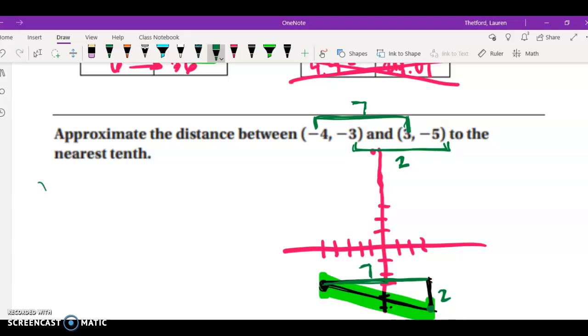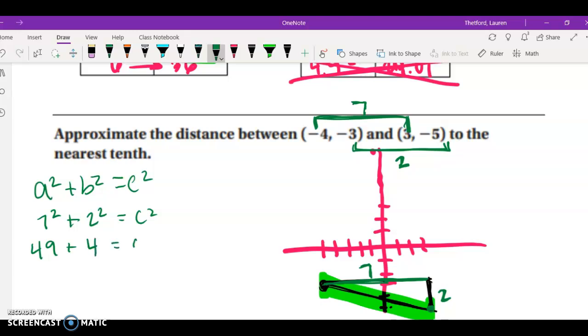So now we're just doing like we did in the beginning, a squared plus b squared equals c squared. So we have 7 squared plus 2 squared equals c squared. So we have 49 plus 4 equals c squared. We have 53 equals c squared. We need to take the square root of both of those to cancel that out. So we have c equals the square root of 53.